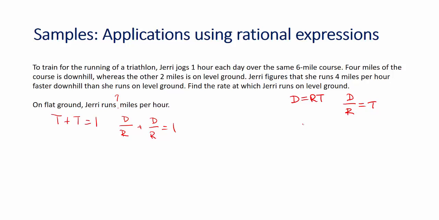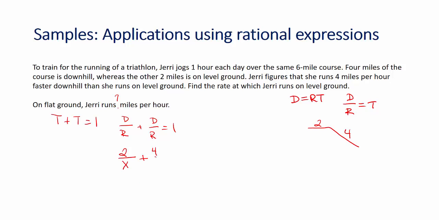So she's got a 6-mile course, and part of it is downhill. 4 miles is downhill, which leaves only 2 miles to be on level ground. Now in this particular case, there's nothing affecting her, like an outside current or anything like that. It's just her speed. So we're going to make the x be the speed that she runs on level ground. And she ran for 2 miles on level ground.